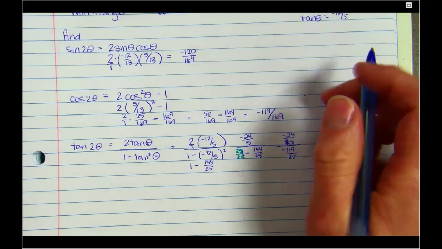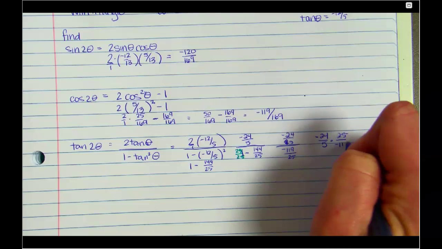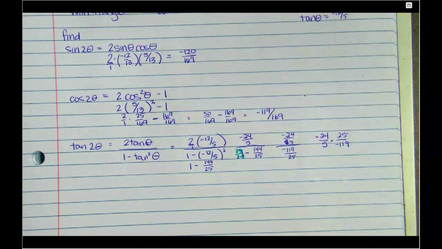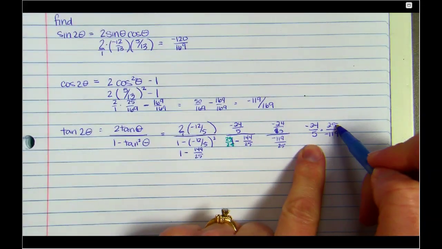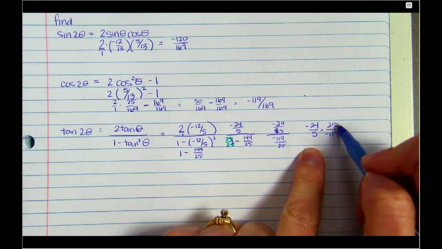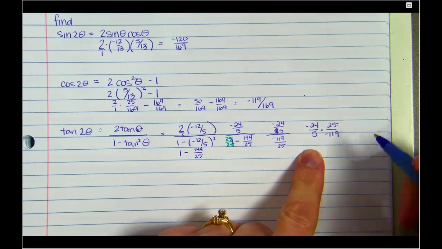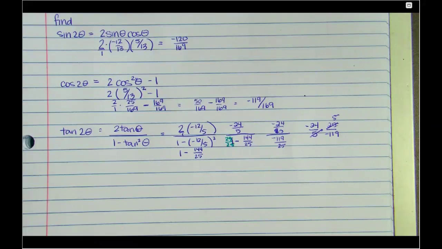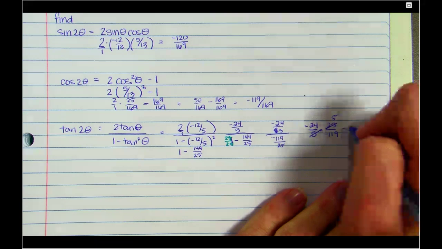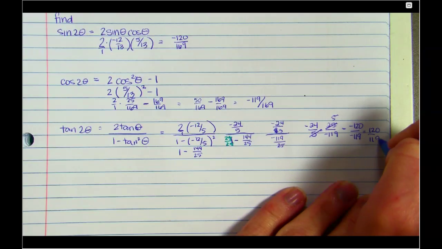Okay, so keep, switch, flip. So negative 24 over 5, and then 25 over negative 119. Now, you guys, I'm going to show you this. This always happens. If it does not happen, you screwed up. This will always reduce with this. So you can do 25 divided by 5. What is that? 5. So this can turn into 5. Then this is negative 120 over negative 119, which is 120 over 119.